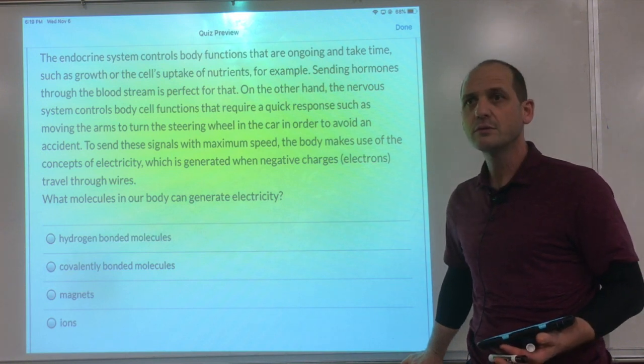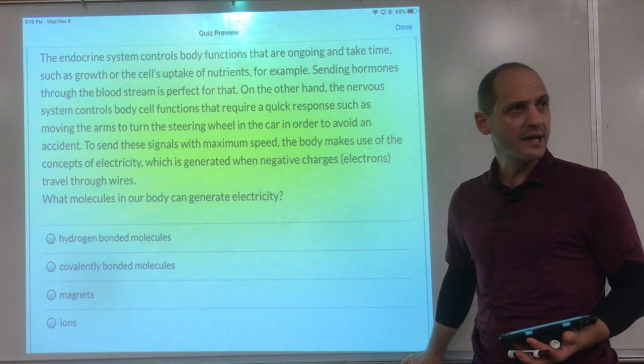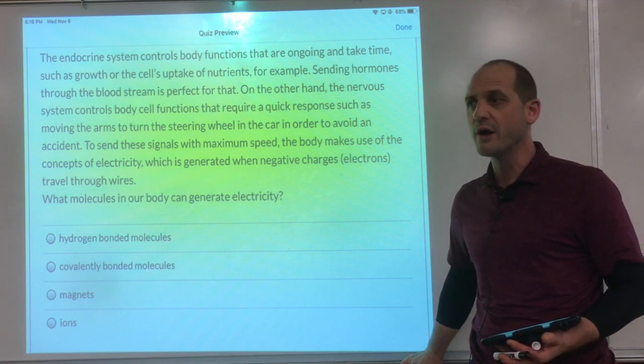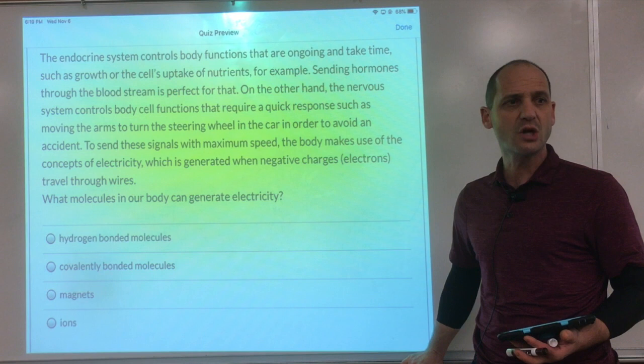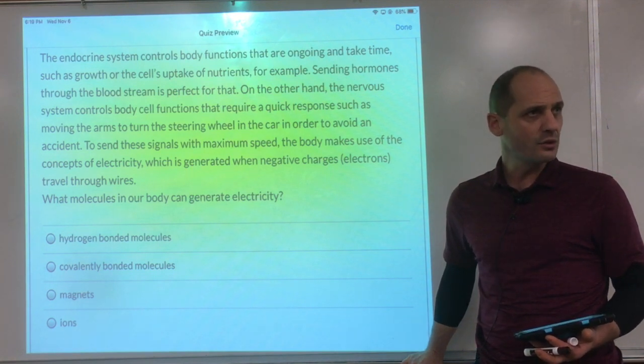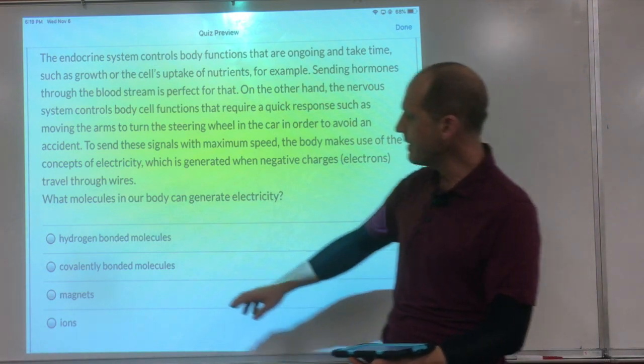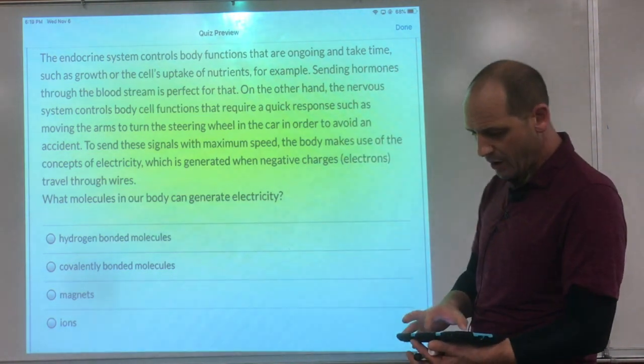Ions. Ions are negative or positive because when they make a chemical bond, one of the atoms either takes an electron or gives an electron. They don't share an electron. That's why they are positive or negative. So they're not covalently bonded. All right, that's good.